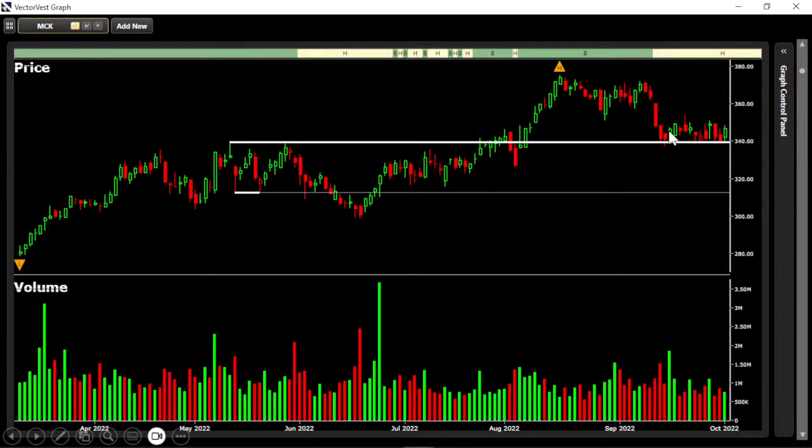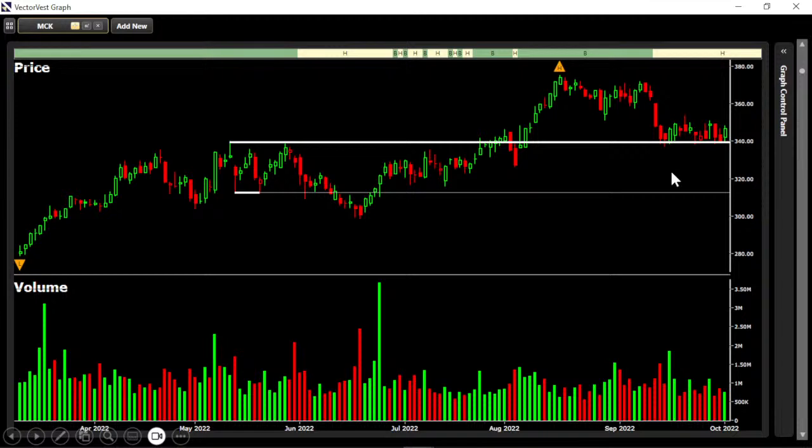The stock had pulled back and it's capitulated here at this white line. What is this white line at 340? This white line is support. It's a support area. It used to be resistance until price broke above it in August of last year. And then what we're seeing now as of October of 22 is our first retest of support.